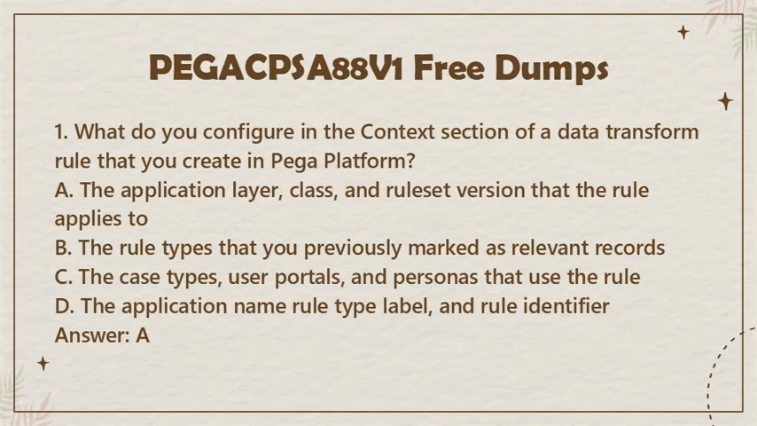1. What do you configure in the context section of a data transform rule that you create in Pega platform? A. The application layer, class, and rule set version that the rule applies to. B. The rule types that you previously marked as relevant records. C. The case types, user portals, and personas that use the rule. D. The application name, rule type label, and rule identifier. Answer. A.